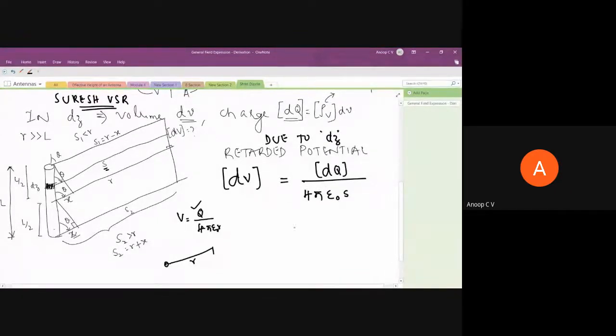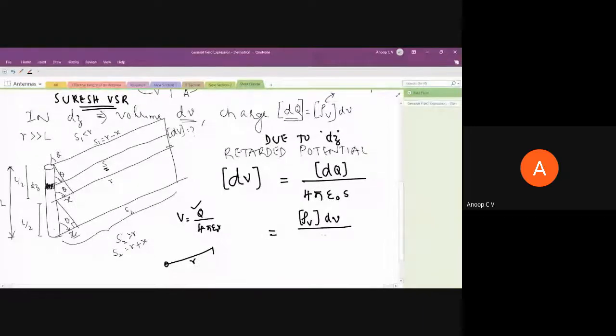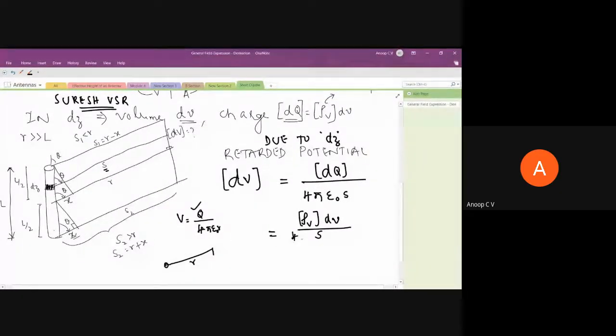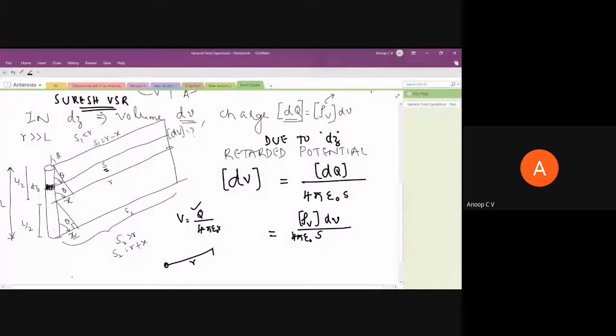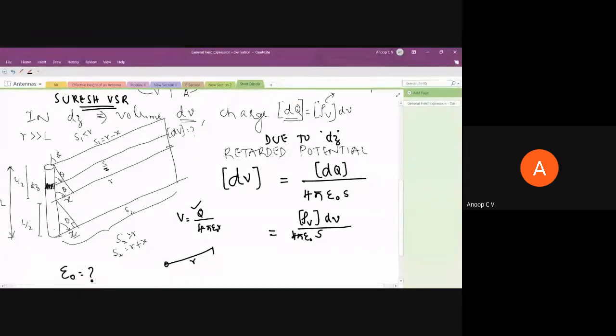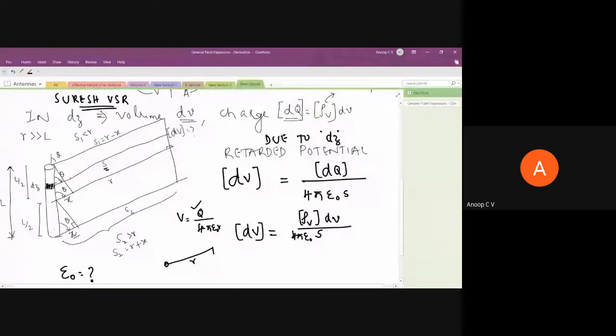So I can rewrite it as, dq can be written as rho v times dv, divided by 4 pi epsilon naught s, where epsilon naught is the permittivity of free space. Can anyone tell me what is the value of epsilon naught? You can type it in the chat window. So I can write it like this. This is dV, that is due to this differential element.